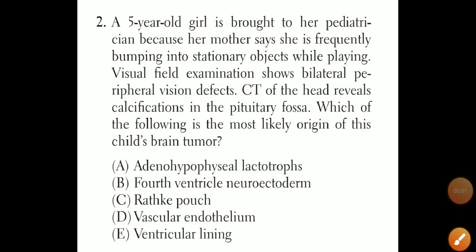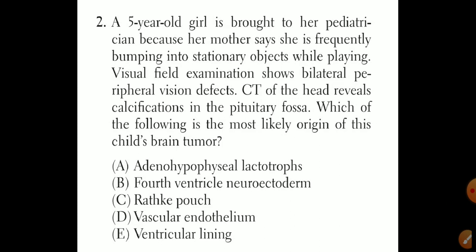Doctors, today we'll discuss another question from embryology. A 5-year-old girl is brought to her pediatrician because her mother says she is frequently bumping into stationary objects while playing. Visual field examination shows bilateral peripheral visual defects. CT scan of the head reveals calcification in the pituitary fossa. Which of the following is the most likely origin of this child's brain tumor?